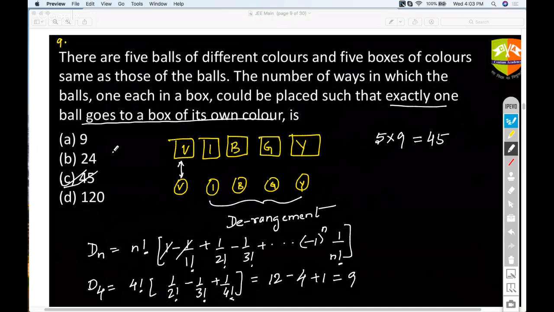Guys, nobody got this correct, surprisingly. Is it clear now? So your answer is just 5 D4. D4 is 9. That's going to be 45.